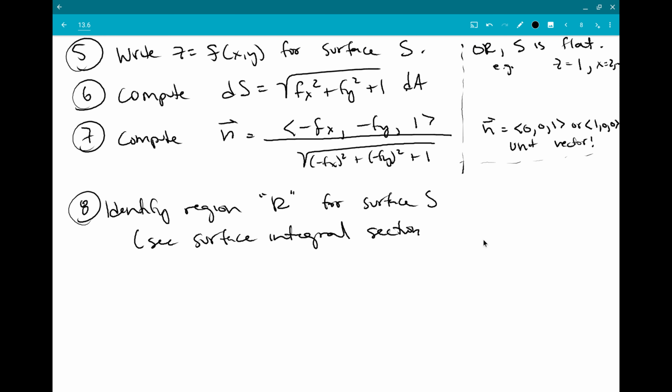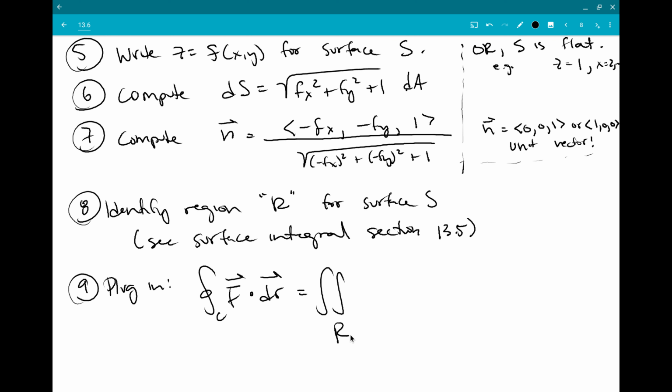Which that's just going to be calling back our surface integral section 13.5 for how to do that. And then after that, I think we've got all the pieces. Your line integral over the closed curve C is going to be the double integral over the region R of your del cross F dotted with N times dS. And then you just evaluate.